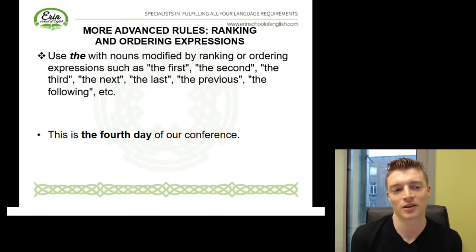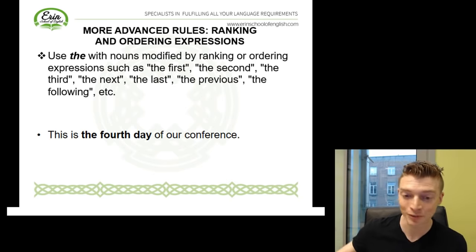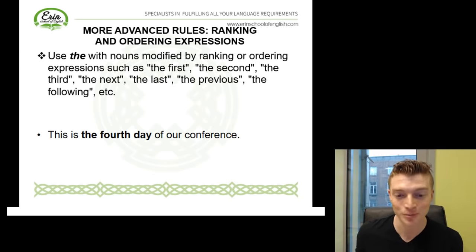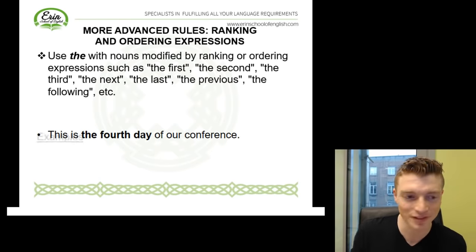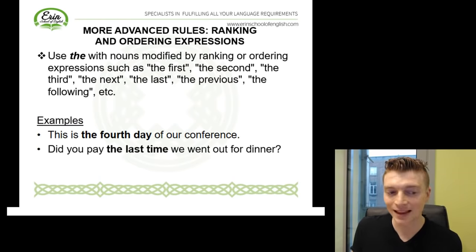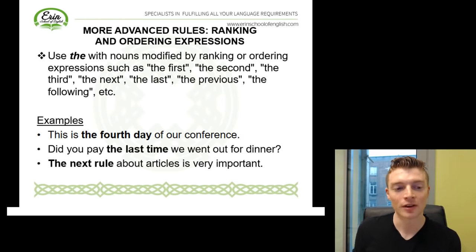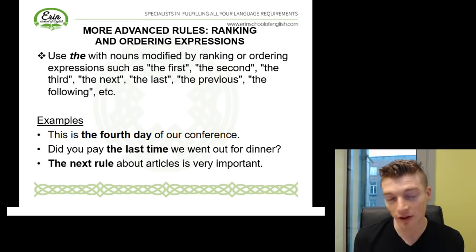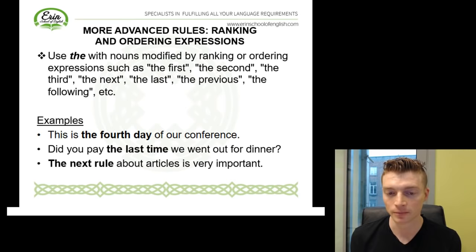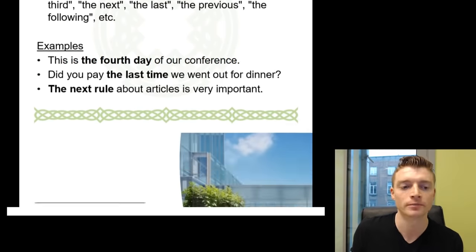Now, ranking or ordering expressions are just phrases like the first, the second, the third, the fourth, the next, the last, the previous, the following. The following is just another way of saying the next or what comes after. So some more examples. Did you pay the last time we went out for dinner? The next rule about articles is very important. So here, all of these nouns, they're modified with ranking and ordering expressions. Therefore, we use the definite article, the.